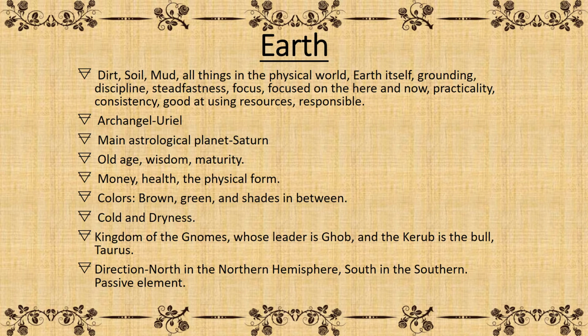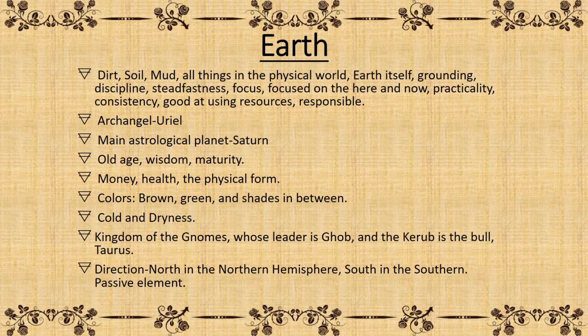The archangel of earth is Uriel. The main astrological planet is Saturn. Earth also corresponds to old age, wisdom, maturity, as well as money, health, the physical form, and using your resources wisely. Colors associated with the earth are those that you would expect: browns, greens, and shades in between. Earth is considered cold and dry. I'm going to save the scathing comments.